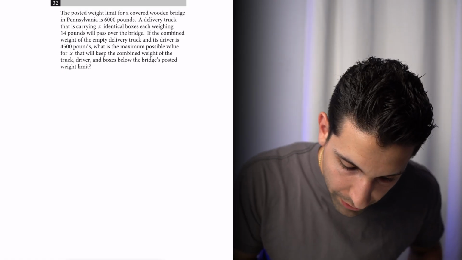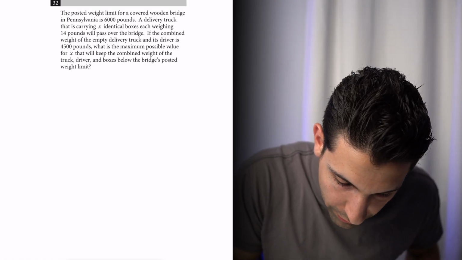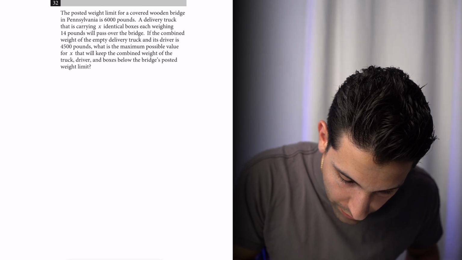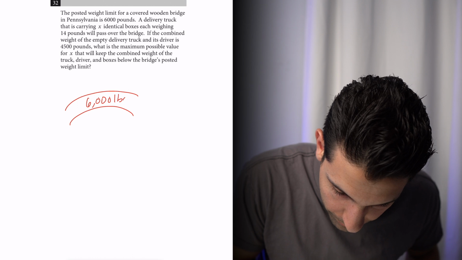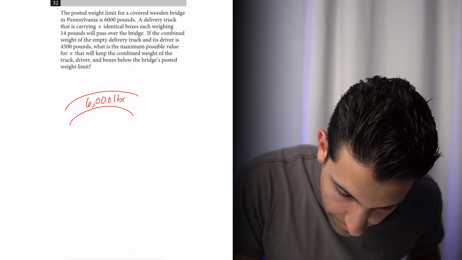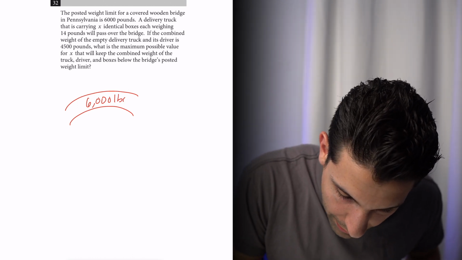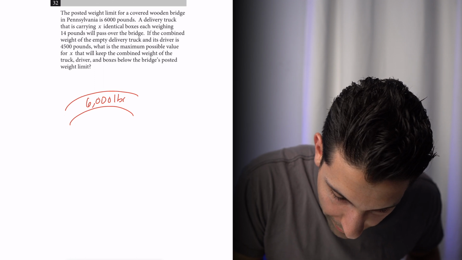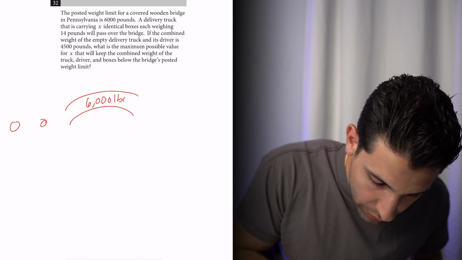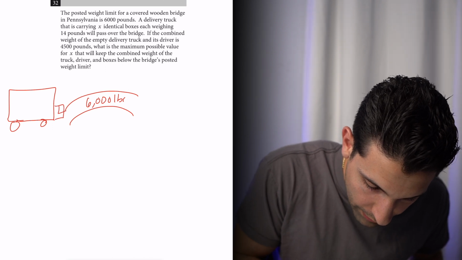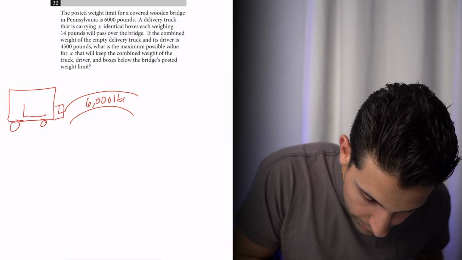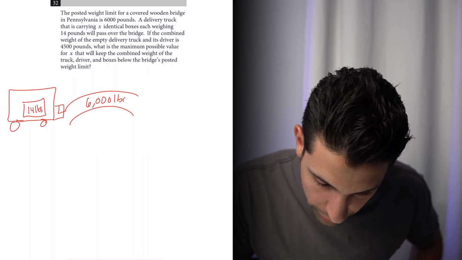The posted weight limit for a covered wooden bridge in Pennsylvania is 6,000 pounds. So let's say there's a bridge like this, 6,000 pounds is the limit. A delivery truck that is carrying X identical boxes, each weighing 14 pounds, will pass over the bridge. So I've got a truck, an awful truck, okay? And let's just assume it's one box in here that's 14 pounds. And it's going to pass over the bridge.